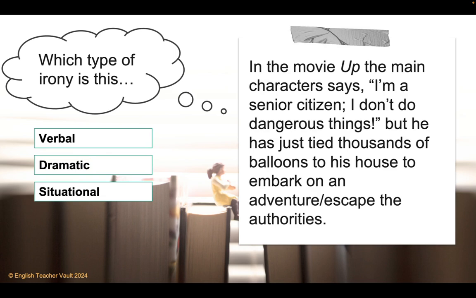And then our next example, in the movie Up, the main character says, "I'm a senior citizen. I don't do dangerous things." But he has just tied thousands of balloons to his house to embark on an adventure and escape the authorities. So he is saying something, but it's not true. It's actually the opposite that is happening. He's doing the opposite of what he says. And so what type of irony is that?